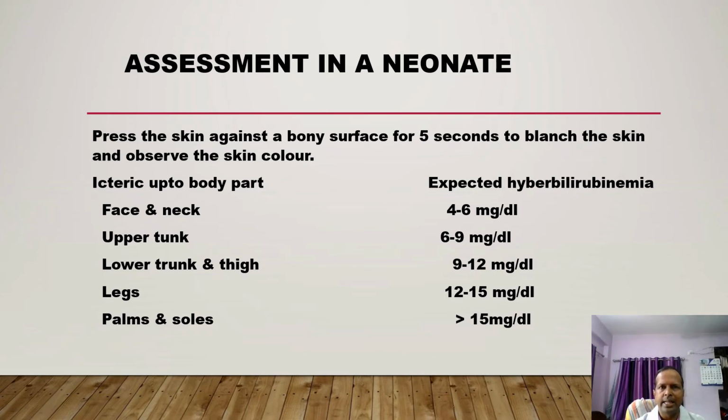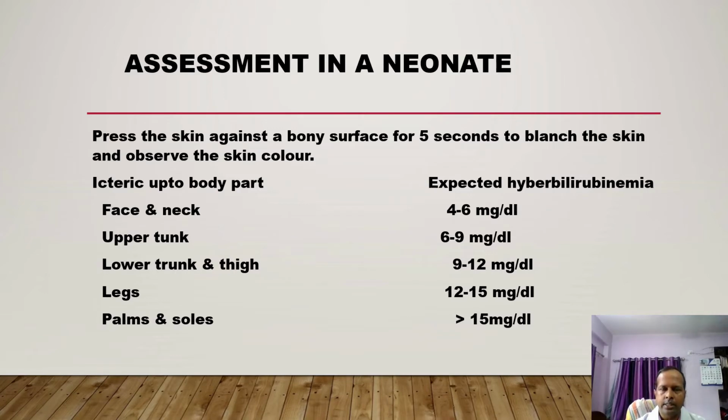Then coming to the assessment of icterus in a neonate. Press the skin against a bony surface for 5 seconds to blanch the skin and observe the skin color. We do this basically on the palms, and there is a Kramer staging on the basis of which you can decide the expected level of hyperbilirubinemia in these children. If the icterus is present up to face and neck only, then the expected bilirubin level may be up to 4 to 6 milligram per dl.